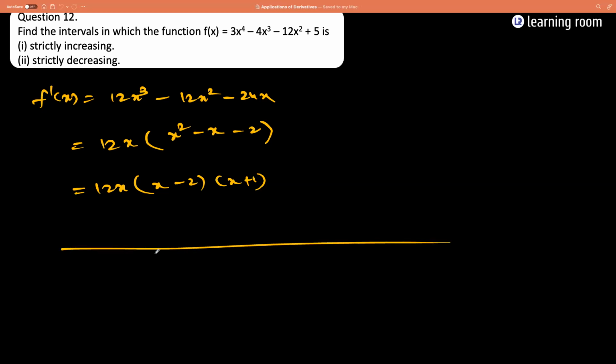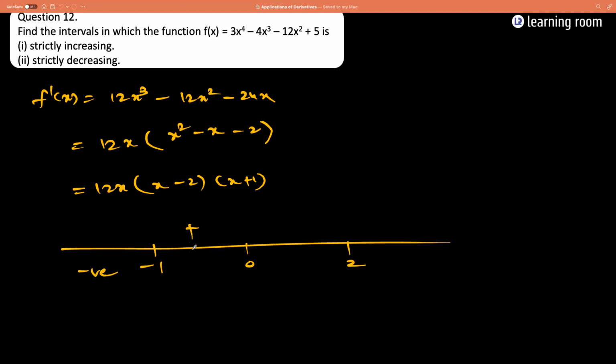That's what my critical points are telling. -1, 0, and 2 is what I have. So on the left of -1, what do you have? Negative. From -1 to 0, positive. From 0 to 2, negative.